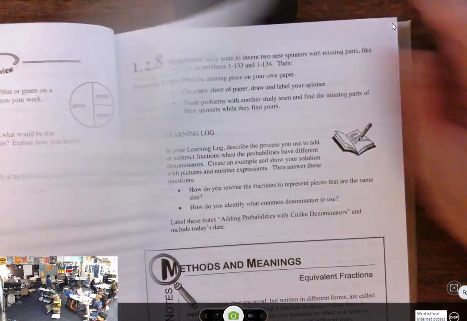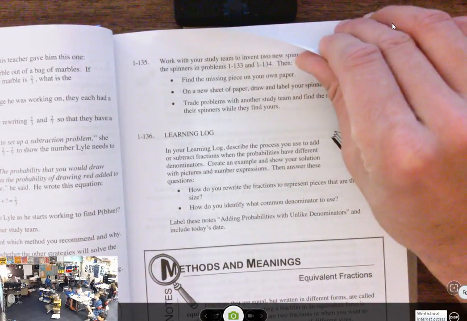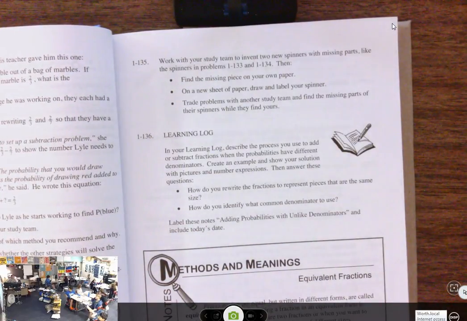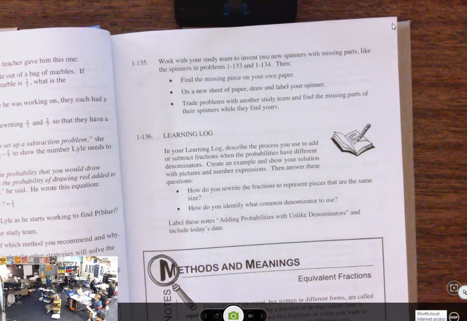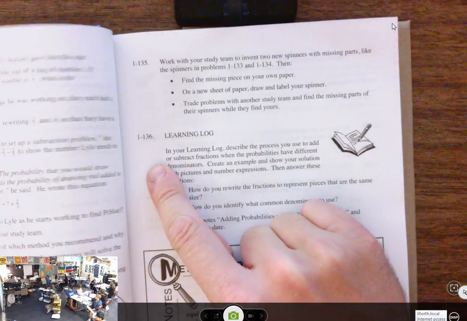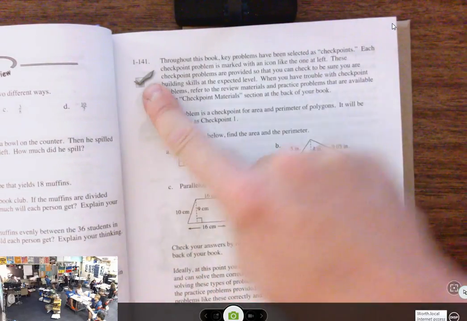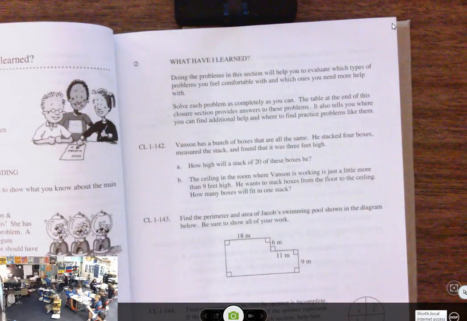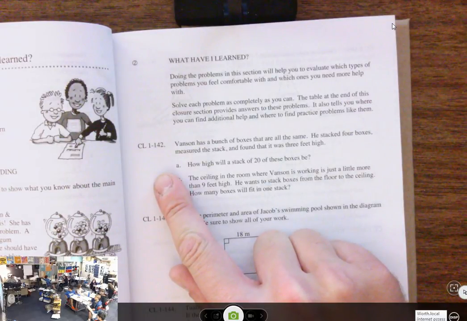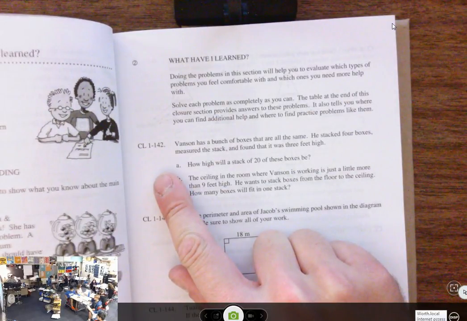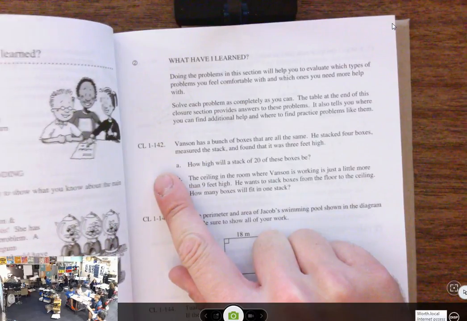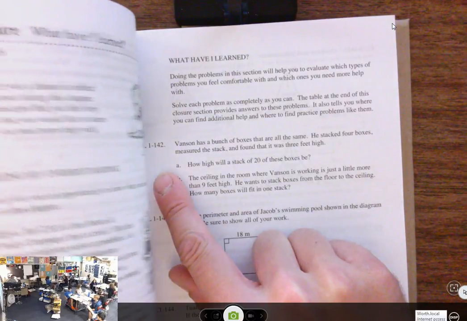When I say for homework, it's CL whatever. The CL doesn't matter. It's still sequential. So, question 136, I know my homework is 42. I need to keep going. There's 41. I need to keep going. There's 42. So I'm not going to spit you page numbers because you guys can figure this out on your own. This textbook is written very, very well.